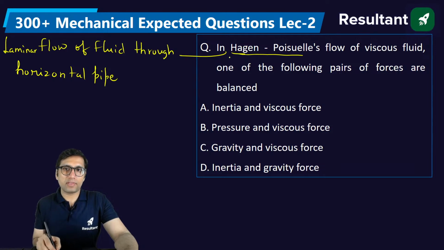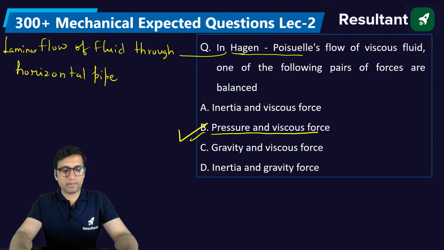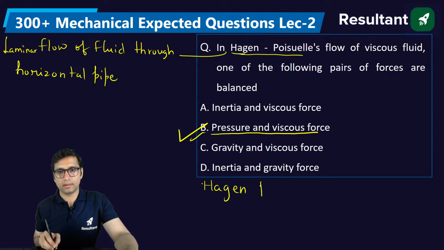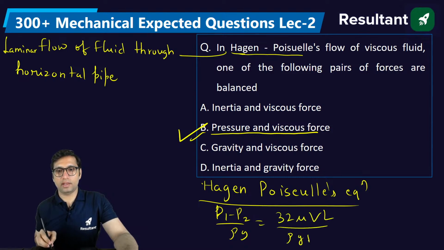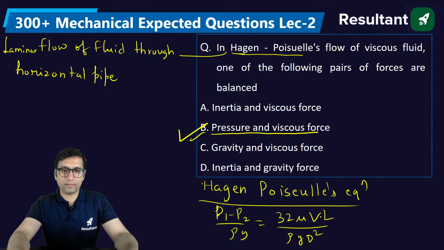In the Hagen-Poiseuille flow, which forces are matched? The forces that we match are pressure and viscous force. So basically we match these two forces. And we also study the Hagen-Poiseuille equation. What is the Hagen-Poiseuille equation? It is P1 minus P2 by rho g, which is equal to 32 mu V L by rho g D square. So you get this kind of equation.